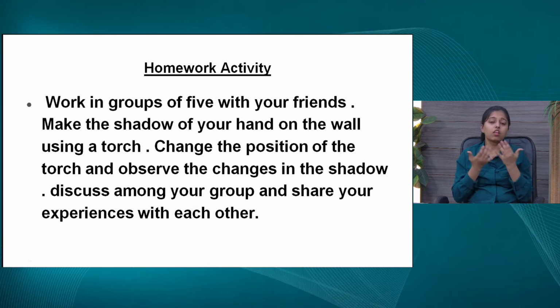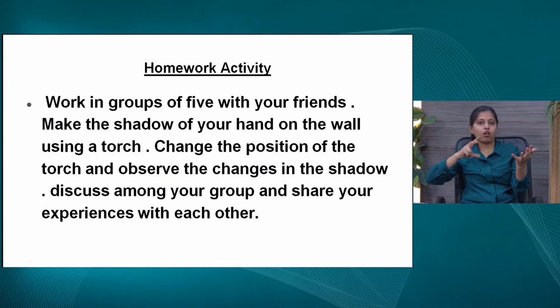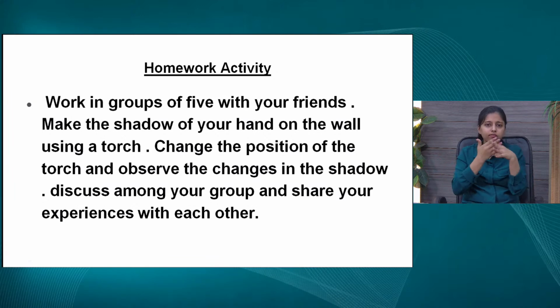So they can work in groups of 5 with their friends and make a shadow of their hand on the wall using a torch. Now how will they make a shadow? The wall acts as a screen, we have already talked, and the hand acts as an object from which the light cannot pass, and they will use the torch as the source of light, and then they can change the position of the torch and observe the changes in the shadow, discuss among their groups and share their experiences with each other. When they share all their experiences, they can tell what type of shadow they are having with their hand. So this is all about our homework activity.